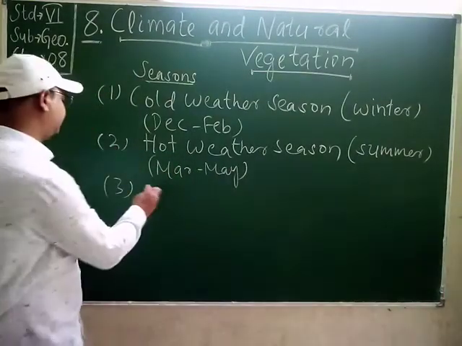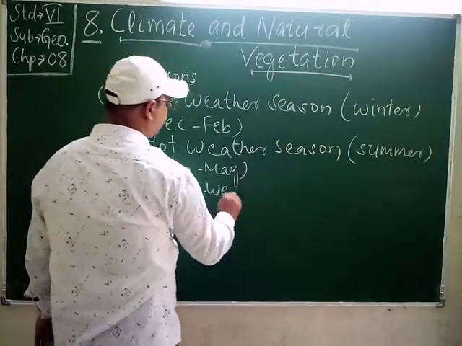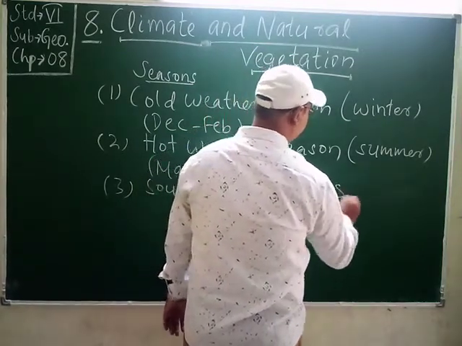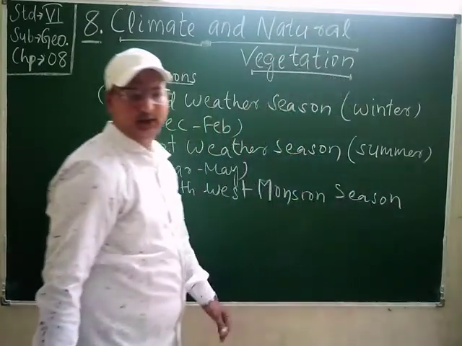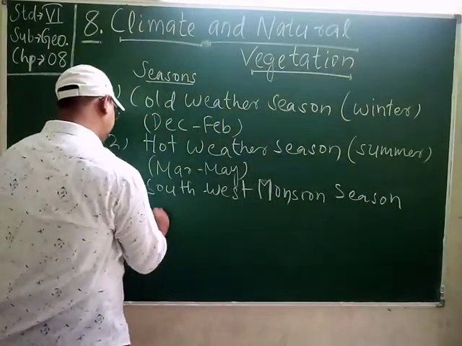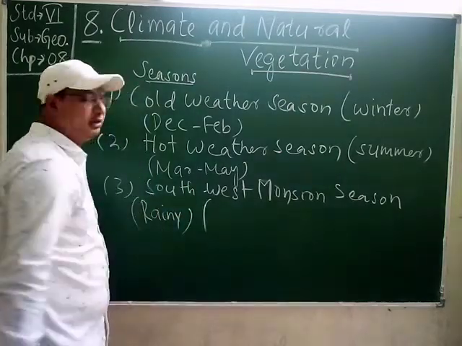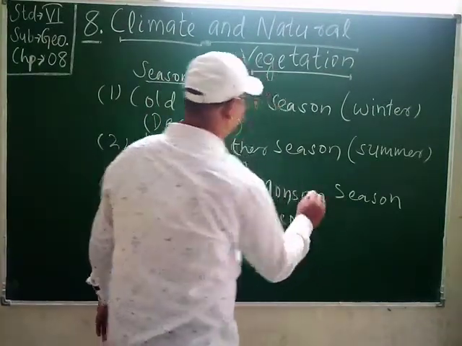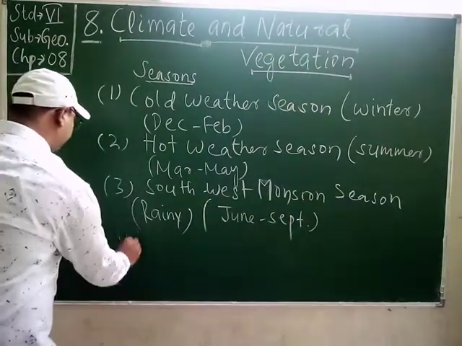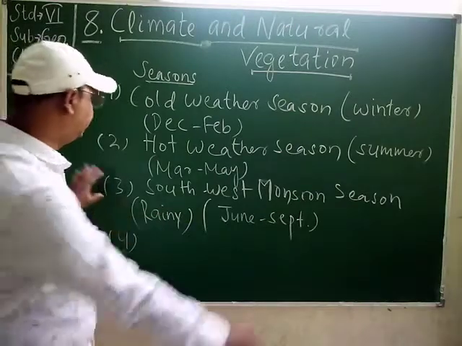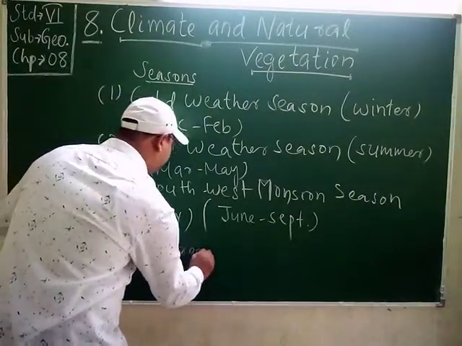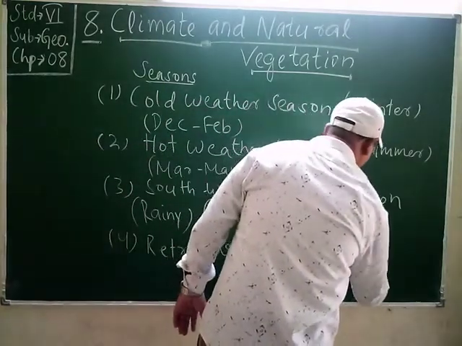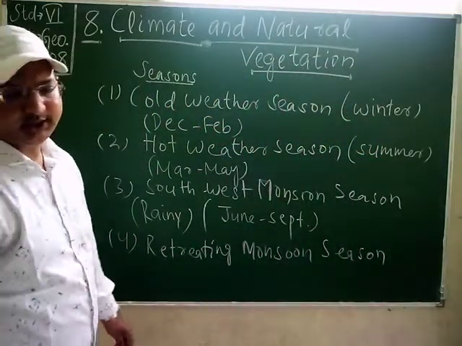Students, the third one is the southwest monsoon season. This is the rainy season. It continues from the month of June to September. I have written the names in short, students. I hope you are understanding all this. Then the last one is the retreating monsoon season, that is from October to November.